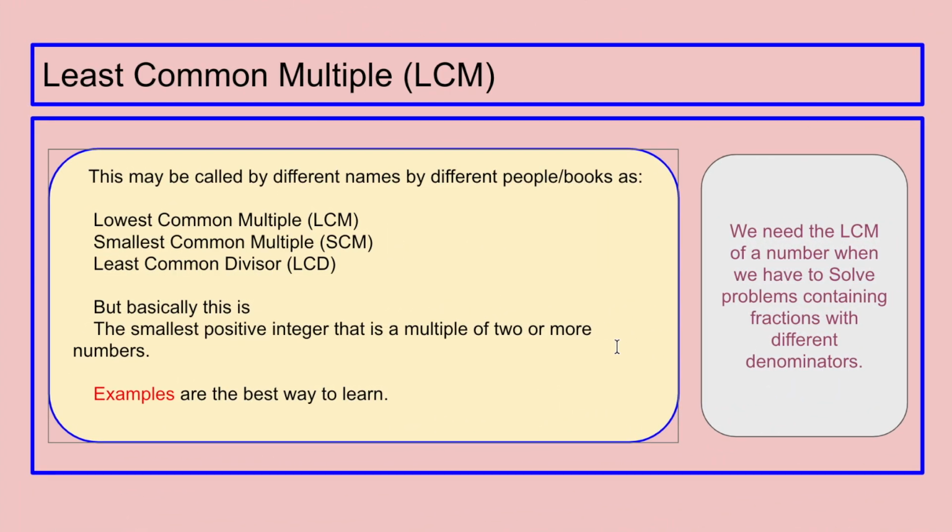This slide is just to demonstrate that there are multiple names that are used for this. So you can read through this. I don't want to waste time. Normally it is called LCM, the least common multiple. But what exactly is that? It is the smallest positive integer, the smallest number, that is a multiple of 2 or more numbers. We are here talking only about one number as of now, but it could be for multiple numbers, and we'll be seeing examples of 2 numbers very soon. Examples are always the best way to learn, so I'm going to show you examples.